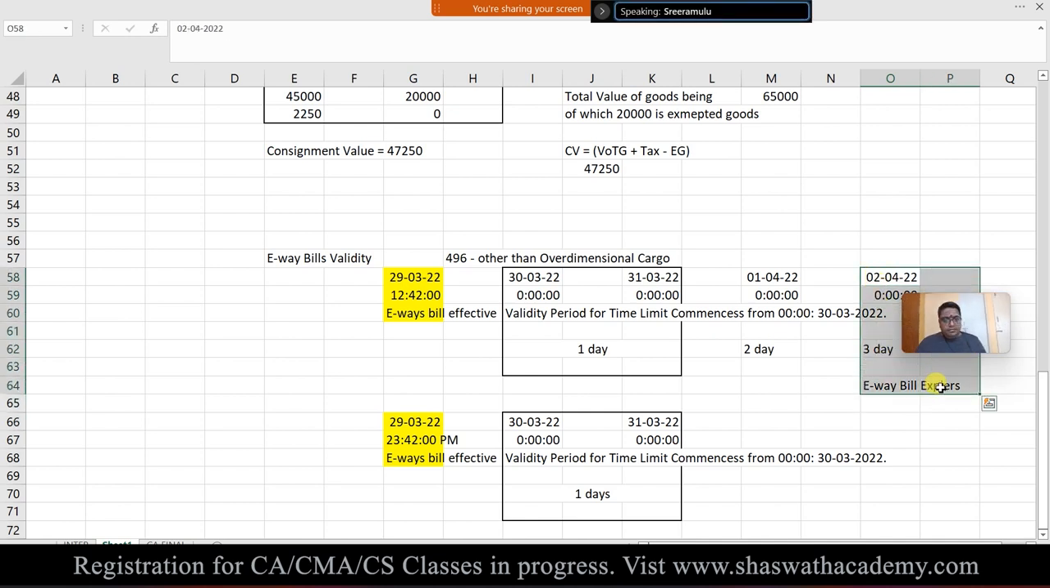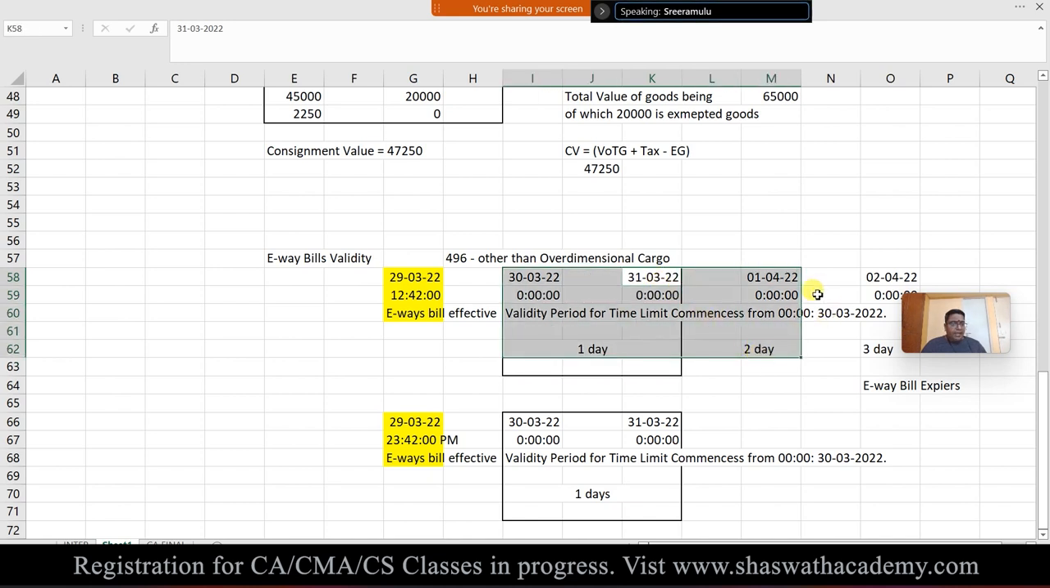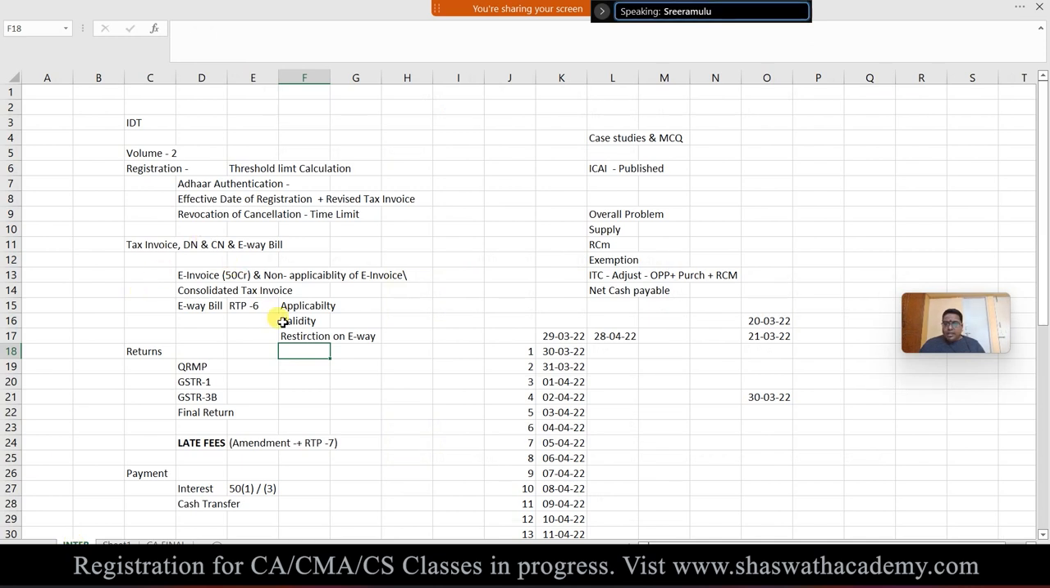Guys, are you able to understand? Is it clear for you? So this day to this day is 1 day. This day to this day midnight is the 2nd day. And this day to this day will be the 3rd day. And at that time, e-way bill will expire. Are you all comfortable? So I am completing the next agenda, which is basically validity of the e-way bill along with illustration.